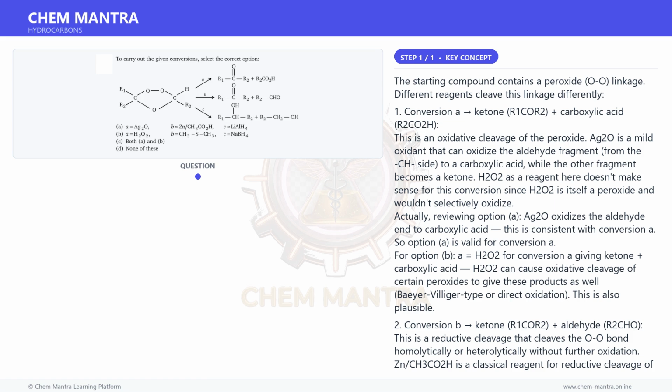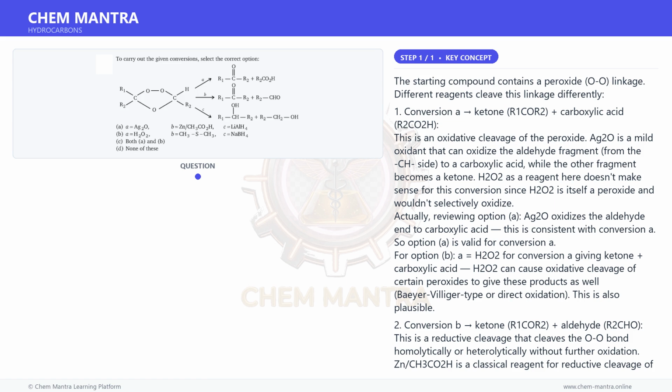H2O2 as a reagent here doesn't make sense for this conversion since H2O2 is itself a peroxide and wouldn't selectively oxidize. Actually, reviewing option A: Ag2O oxidizes the aldehyde end to carboxylic acid. This is consistent with conversion A. So option A is valid for conversion A.